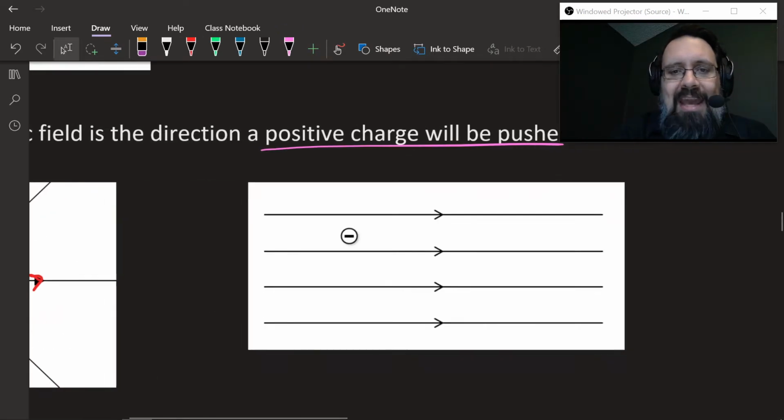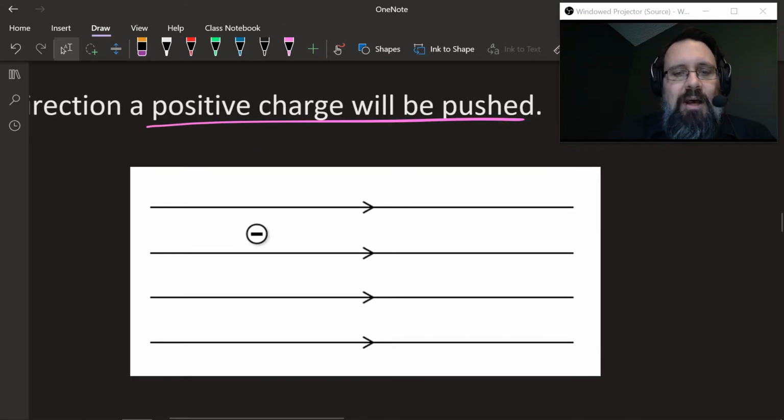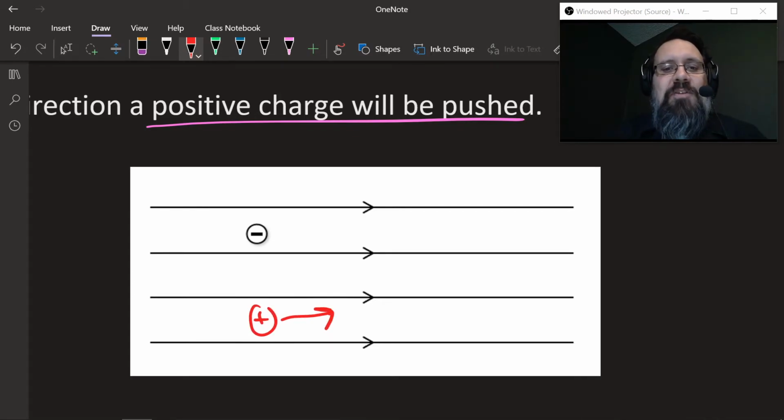So if we had a negative charge in an electric field, a positive charge would be pushed to the right, which means that a negative charge would be pushed to the left. So negative charges always go against the field or opposite to the field, and positive charges go with the field.